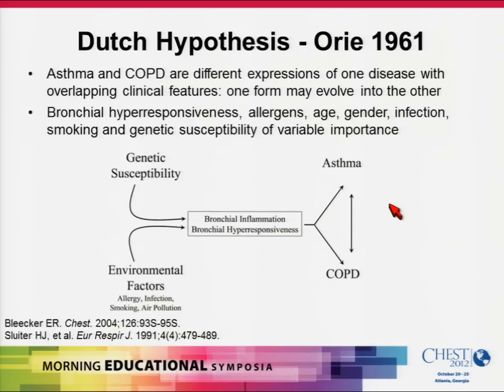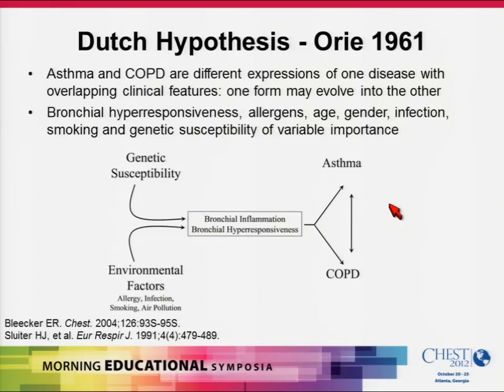So through most of the beginning of last century, this question was a simple one. Asthma was asthma, COPD was COPD. But by mid-century, in 1961, a hypothesis arose that really shattered many people's ideas, certainly confronted what we call the British hypothesis, that there is a distinction between asthma on the one hand and COPD on the other. It was called the Dutch hypothesis, and it suggested that asthma and COPD are different expressions of one disease with overlapping clinical features, and that one may actually evolve into the other.